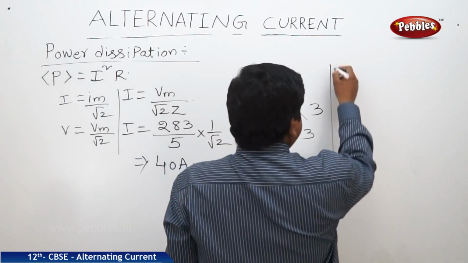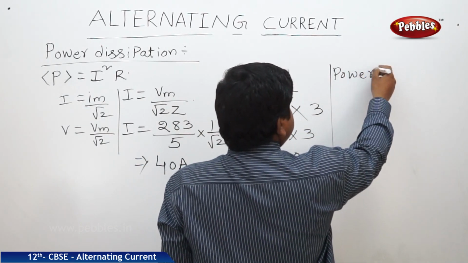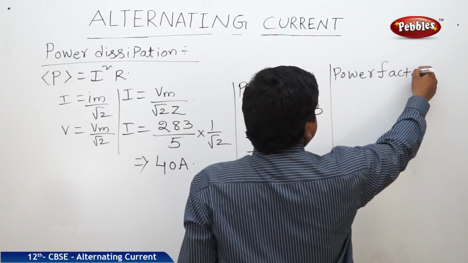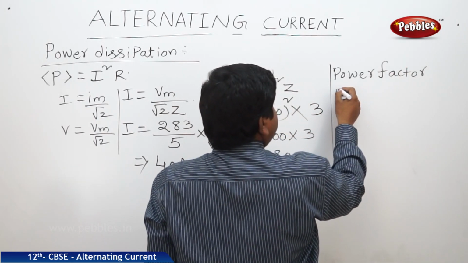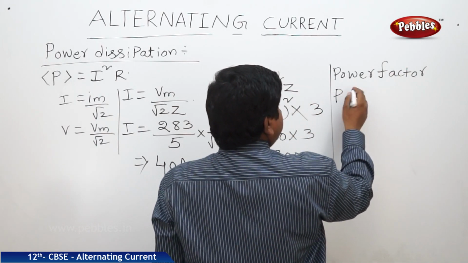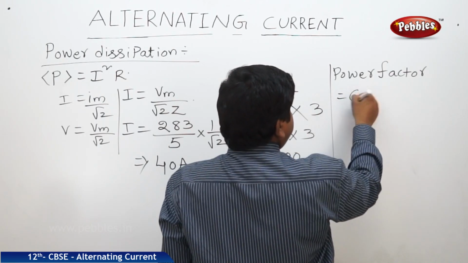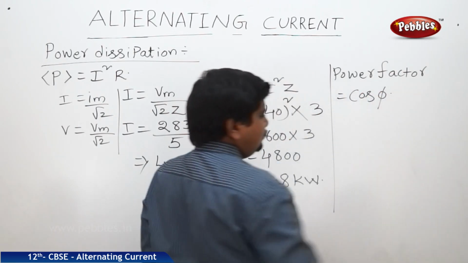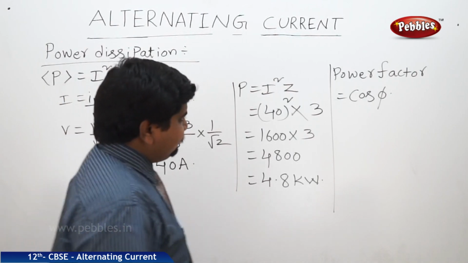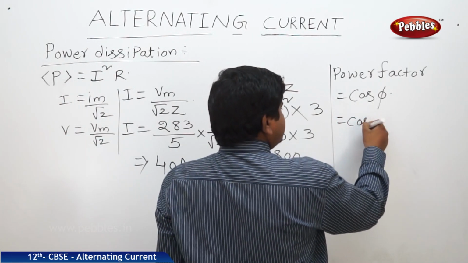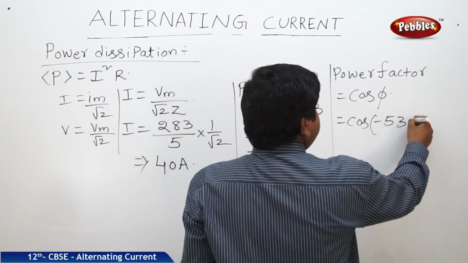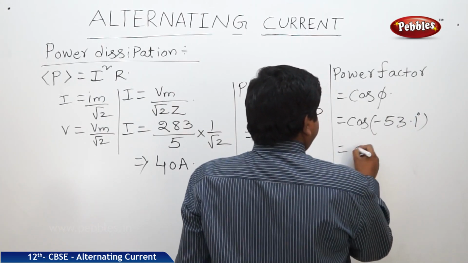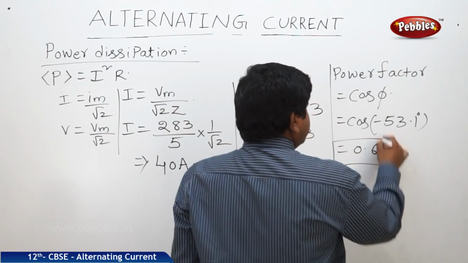Last one is power factor. Power factor is equal to cos phi, because P is equal to I square Z cos phi. So therefore, cos of minus 53.1 degrees, approximately this is equal to 0.6.